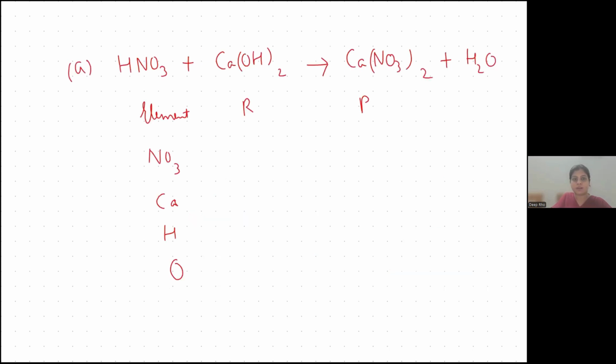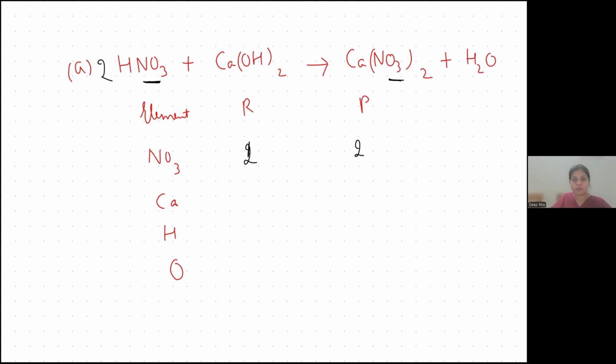Nitric acid reacting with calcium hydroxide to give calcium nitrate and water. Let's do the balancing of this equation. So see, NO3 is a polyatomic ion which is present in both reactant as well as in the product. Let's balance it first. 1 in the reactant side, 2 in the product side. So I can apply 2 here. Is it balanced now?